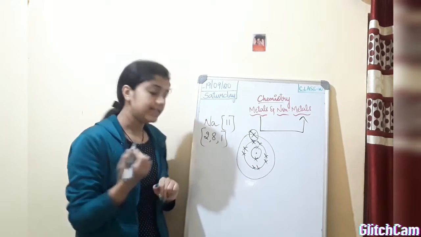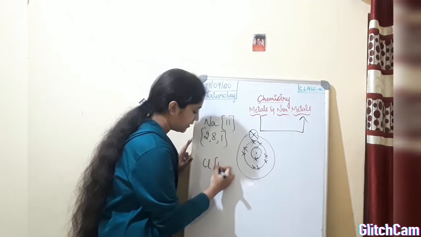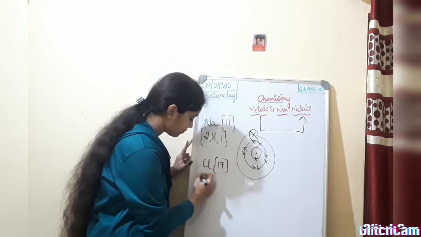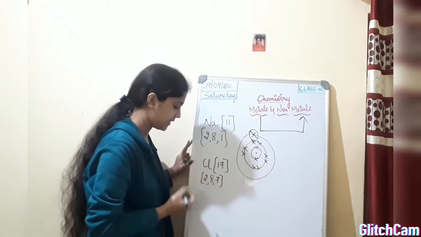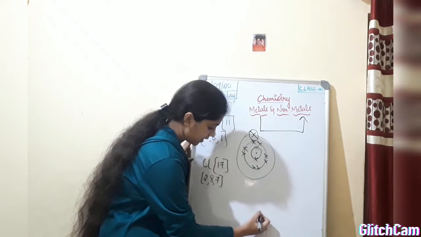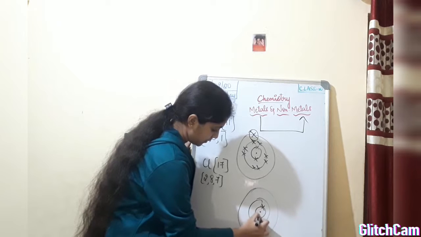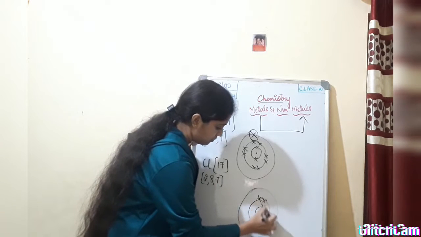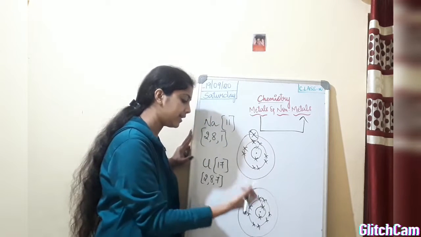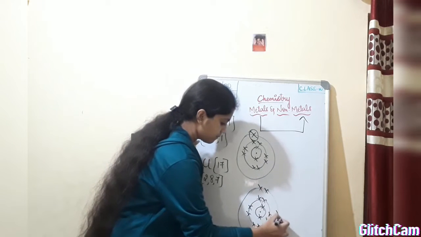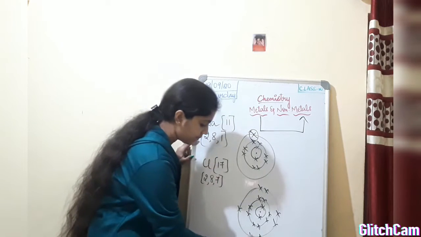Then let us take chlorine. Chlorine is a non-metal with atomic number 17, electronic configuration 2, 8, 7. So now this can be represented as 2 electrons in the K shell, 8 electrons in the L shell, 7 electrons in the outermost shell.